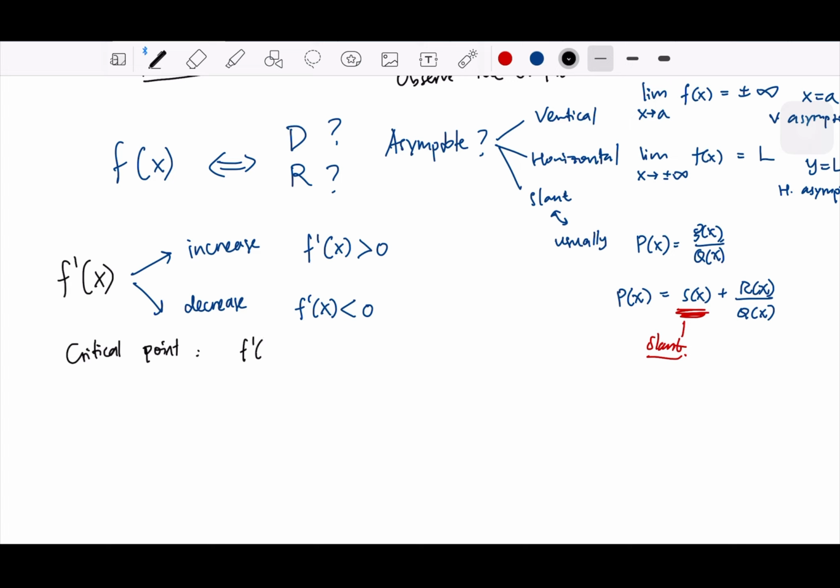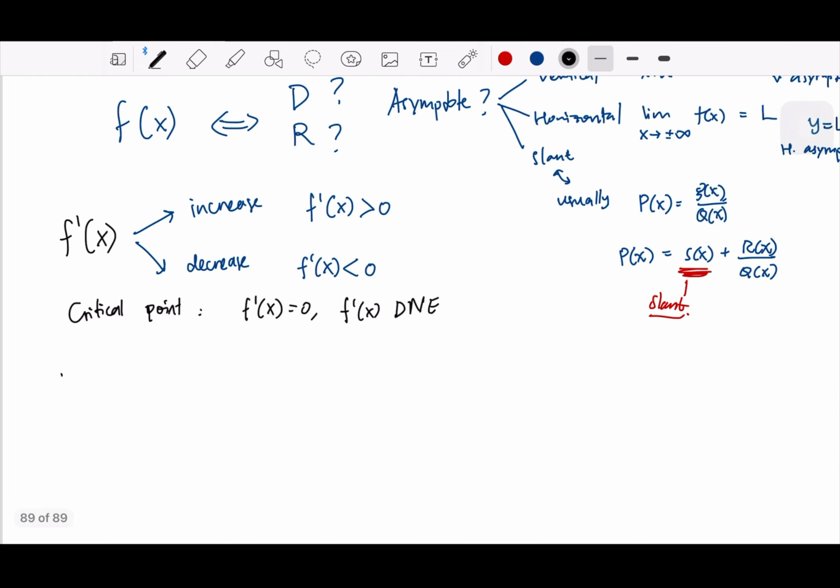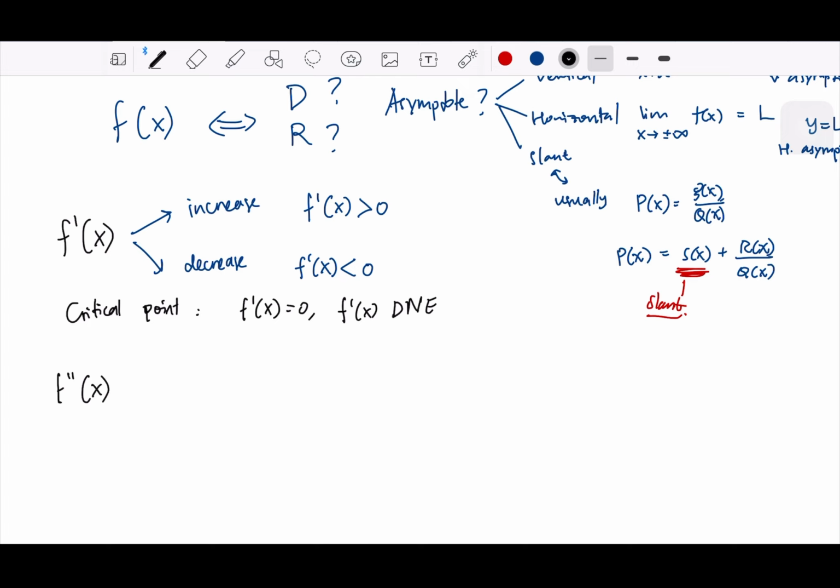Usually critical point is when f prime of x equals 0 or f prime of x doesn't exist. And from here, we are going to have the second derivative. The implications: we have concave upwards and concave downwards. It is concave upwards when it's positive, and downwards when it's negative.